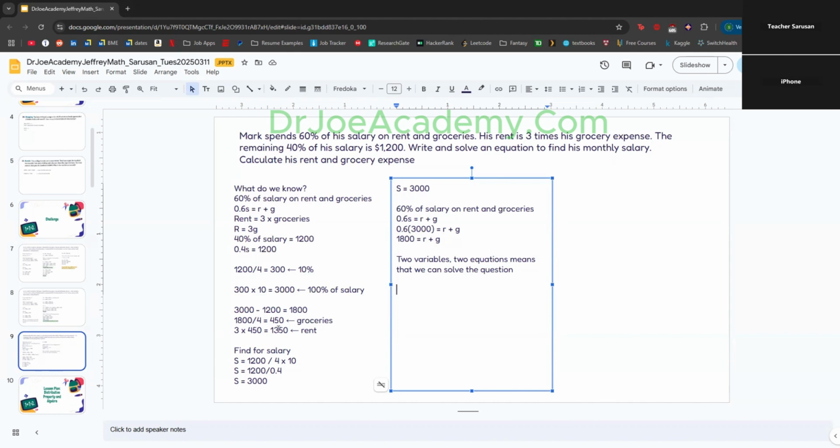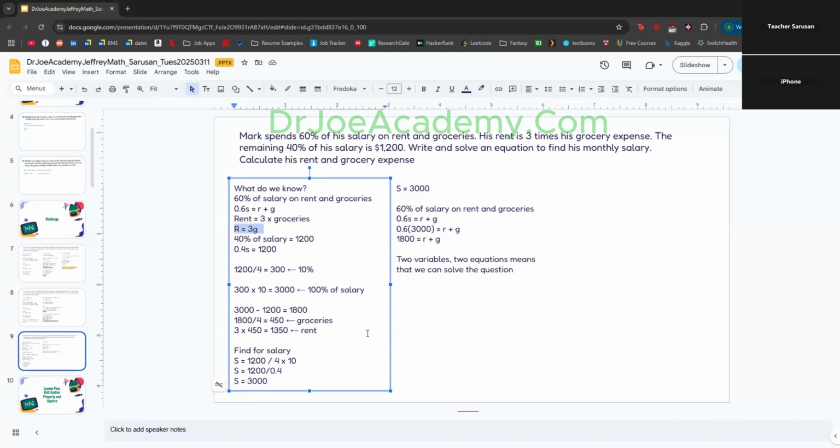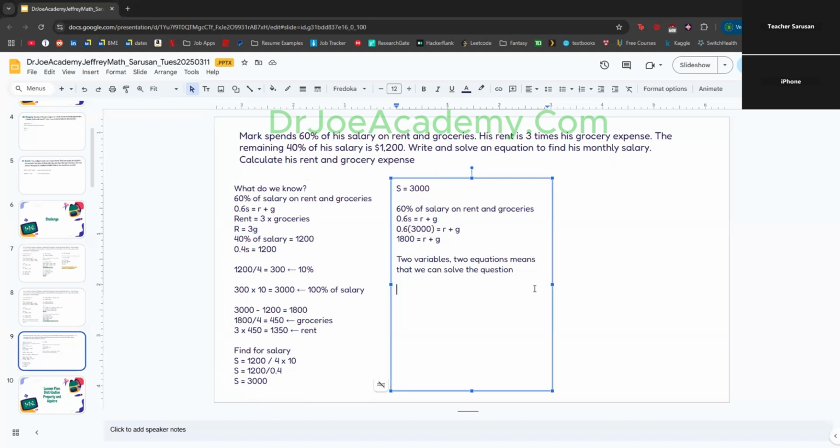We need to know the values for rent and groceries, but we can use this instead. We can use something that has variables to help us cancel out other variables. So I'm going to sub in R equals 3G. So we'll do 1800 equals R plus G. So we know R equals 3G, so we can do 3G plus G. Now that equals 1800 equals 4G. So that series of steps right there, does that make sense to you?